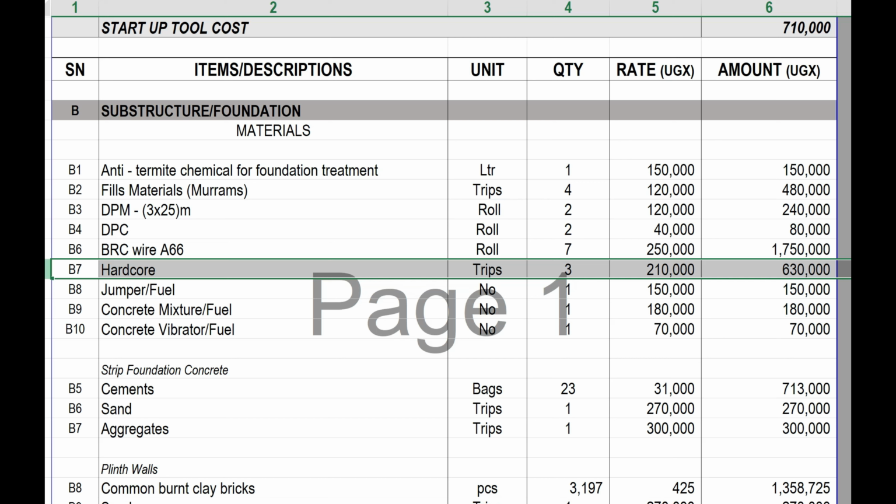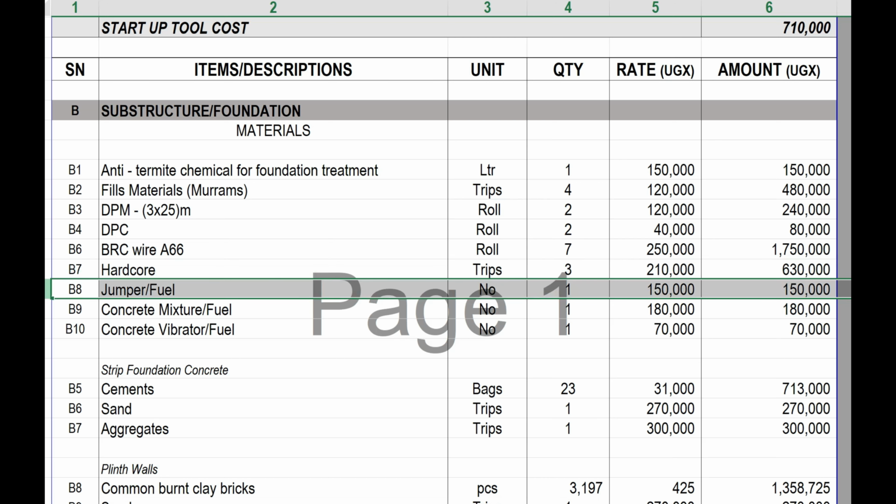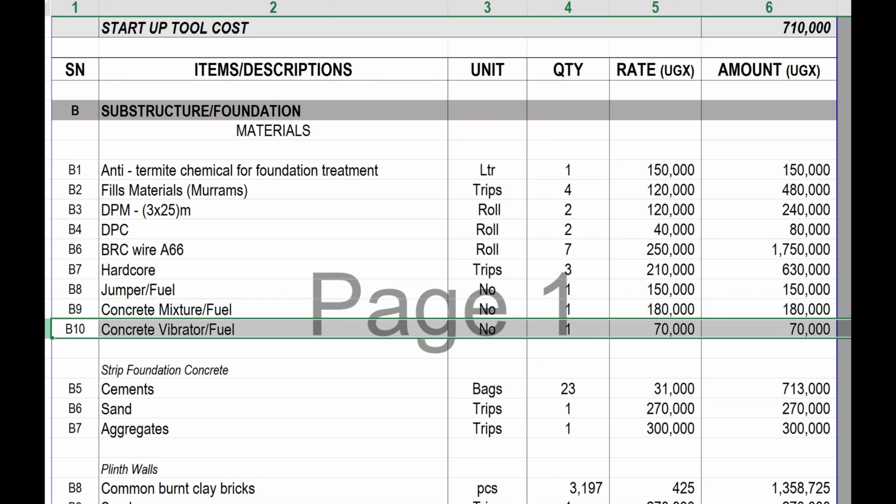Note, hardcore can differ depending on the nature of the site, but for our site we assume that it is fairly flat. And we also need a jumper. This helps us in compacting the soil after backfilling. You can hire one at around 150,000 with its fuel. We also need a concrete mixer, one at 180,000. We need a vibrator, one at 70,000.